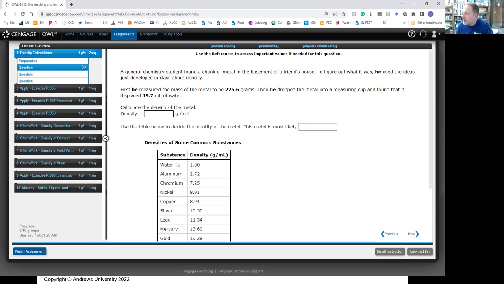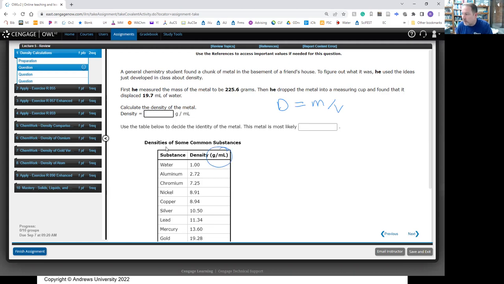All right, so what do we got here? He said measure the mass of the metal. Awesome, we got a mass there, and then he dropped it into a measuring cup and found the displaced water, which is the volume of the metal. So this is the volume of metal. Calculate the density, and then we're going to identify the metal. All right. Well, how do we calculate density? Density is mass divided by volume.